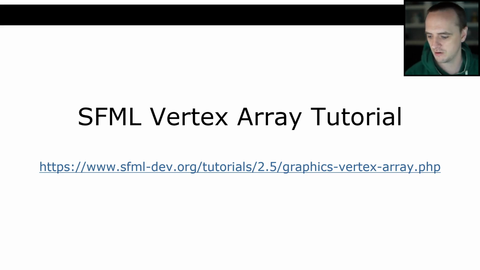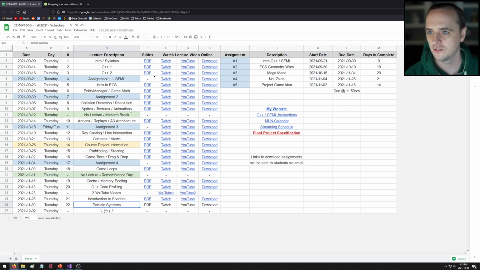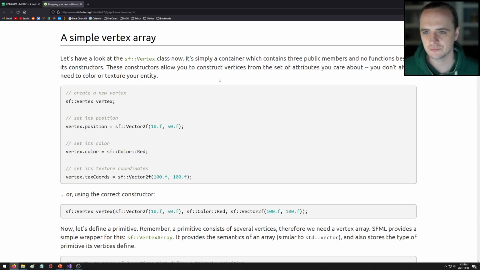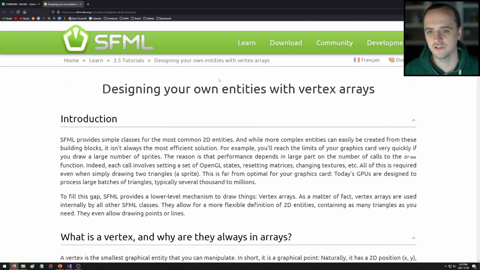So here, let me shut this down. I'll go back to here, and I will just open up that website link. And so here's a really great tutorial on the SFML website. It says designing your own entities with vertex arrays.